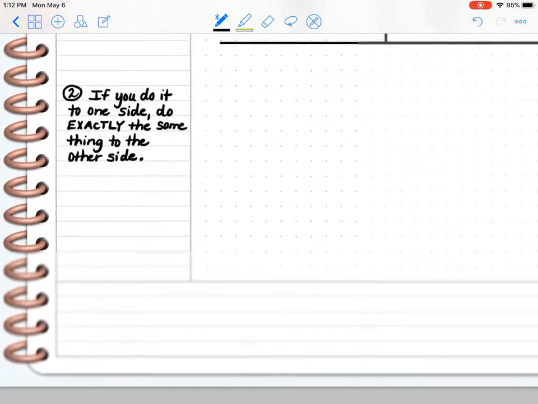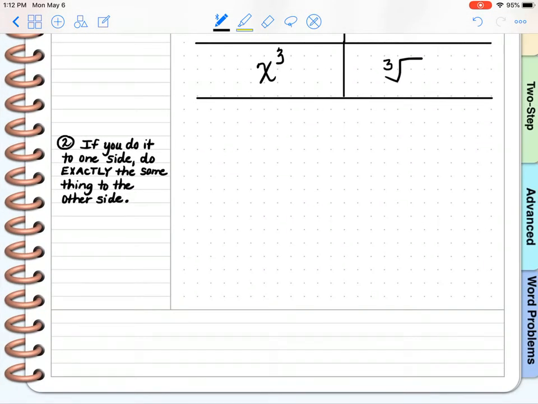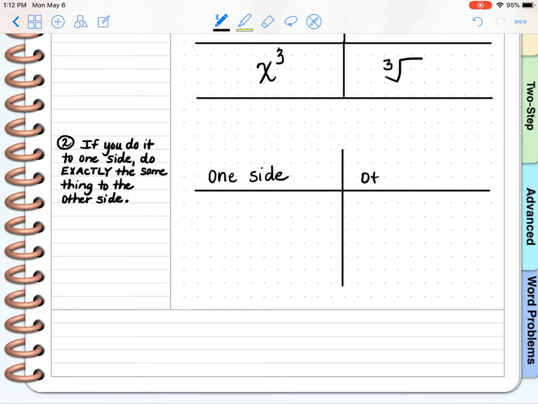So let me give you an example. And again, I'm going to use one of these T-charts just to show you quickly what I'm talking about here. So I'm not going to label this one. That will come in time. Well, I guess I should. Let's call this one side and this the other side. And that will mean something here very soon. Just bear with me.